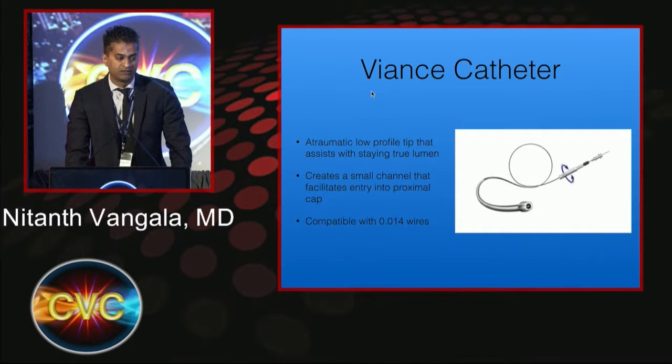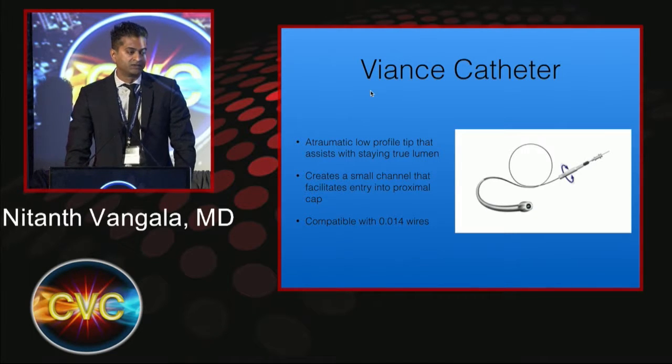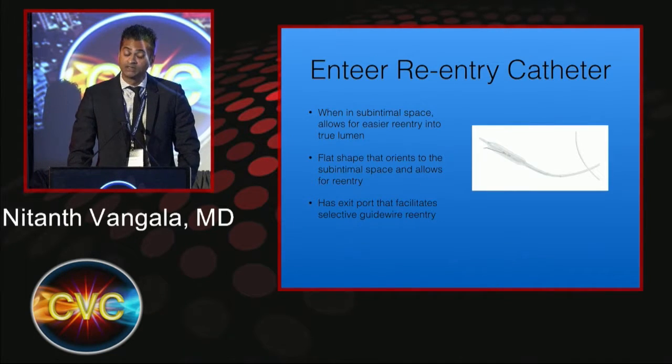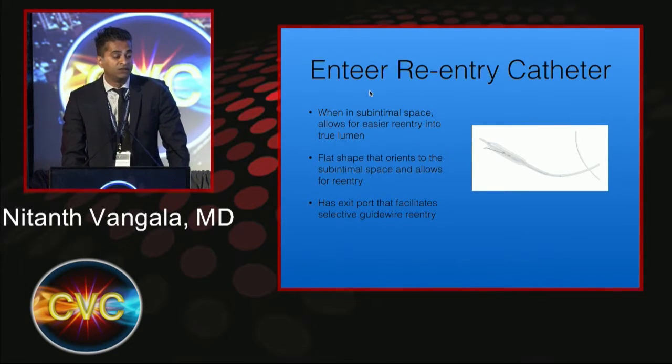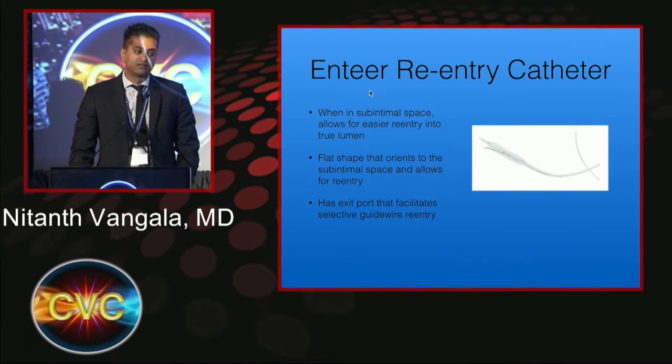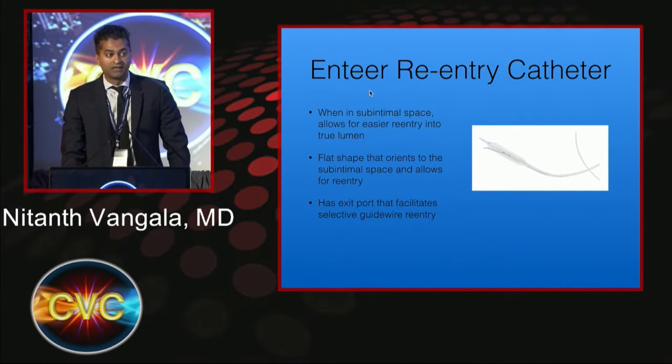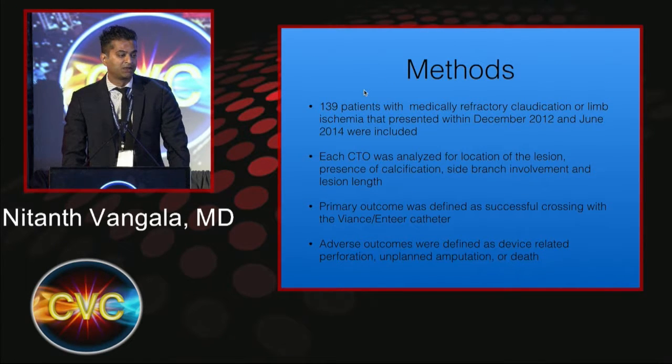It creates a small channel that facilitates entry into the proximal cap, and it's compatible with .014 wires. Now, in those times when it does go subintimal, we can use the Enteer re-entry catheter, and what this does is it utilizes a flat-shaped balloon that takes the shape of the subintimal space, and then using an X-support facilitates selective guide wire re-entry into the true lumen.